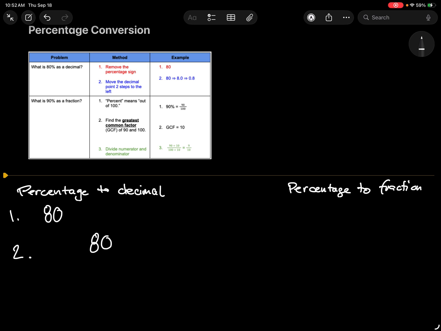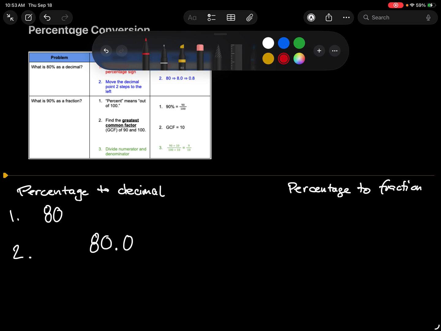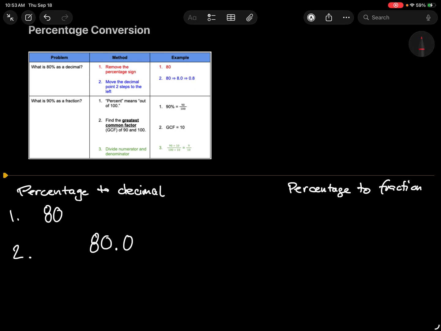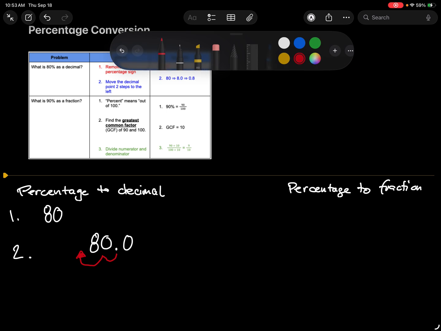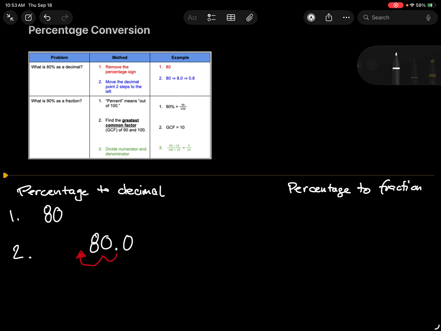And the second step, I'm going to write that 80 again. You know how every number has a decimal point. Sometimes we see it, sometimes we don't. In this case, we're just going to add it. Now let me color code this for you guys. We're going to move this decimal point 2 positions to the left. Our number will now look like this.